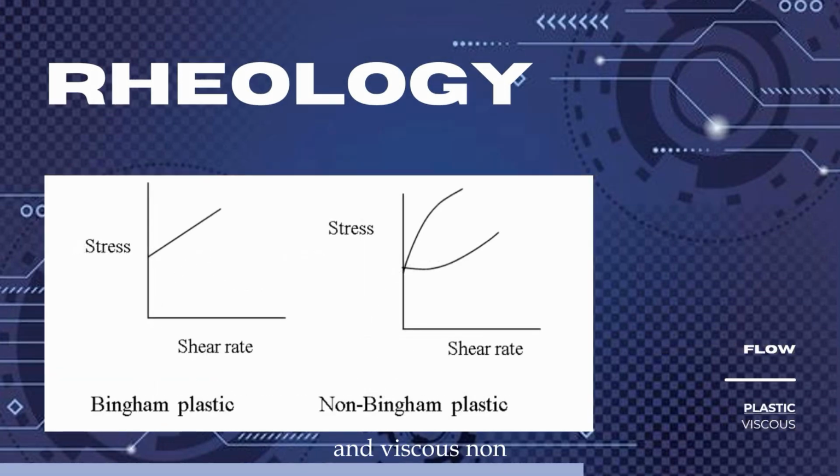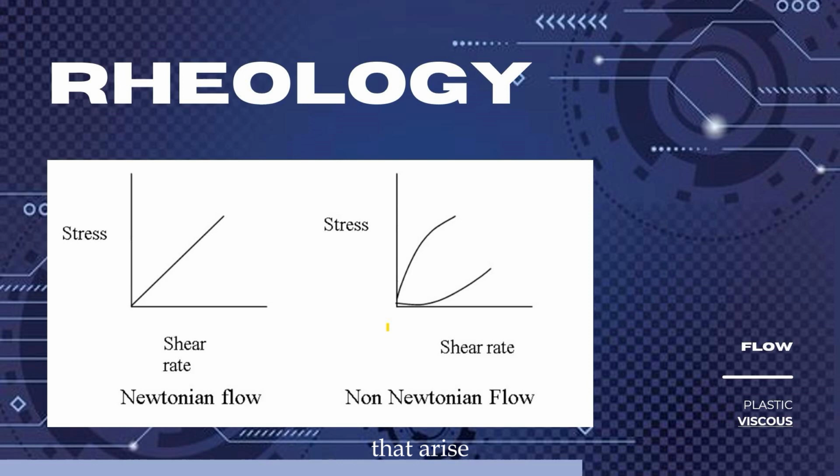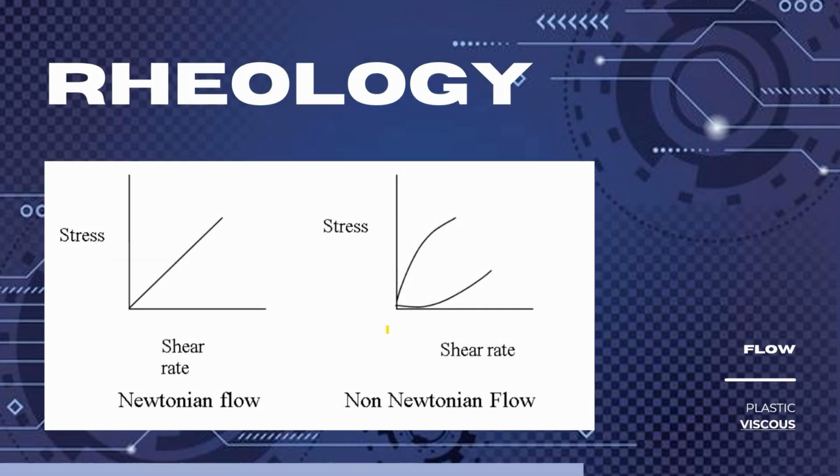Under the flow are plastic and viscous. Non-Bingham plastic and Bingham plastic are under the plastic flow, while Newtonian and non-Newtonian flow are under viscous flow. Fluids are termed Newtonian if the viscous stresses that arise from its flow, at every point, are proportional to the local strain rate, that is the rate of change of its deformation over time, like water. Non-Newtonian fluids are dependent on the shear rate or time, and the viscosity is termed consistency or apparent viscosity. Under the non-Newtonian fluid are pseudoplastic and dilatant.